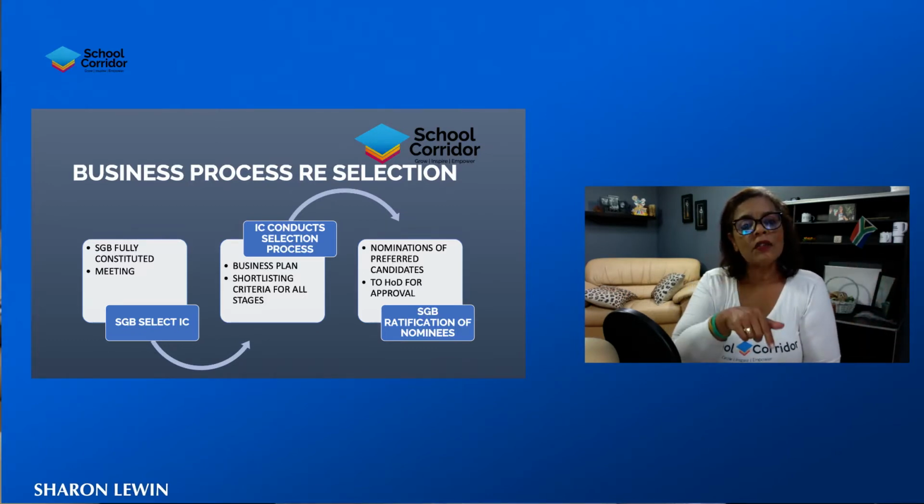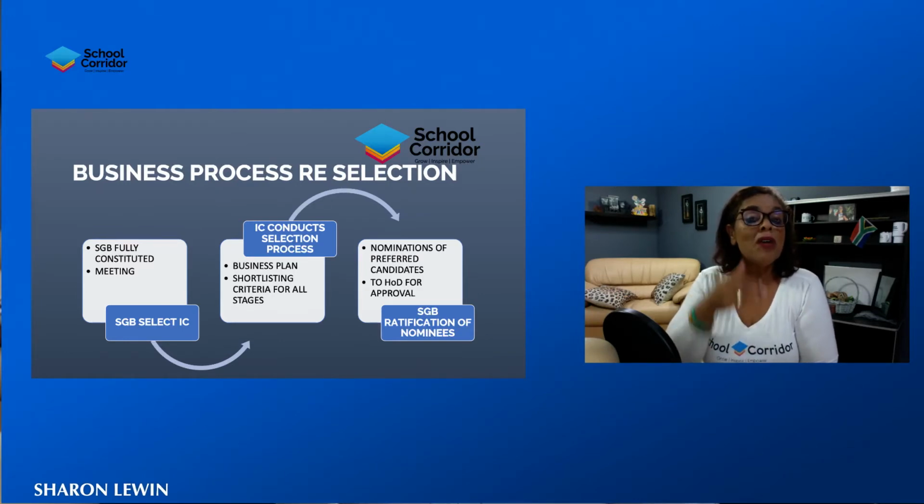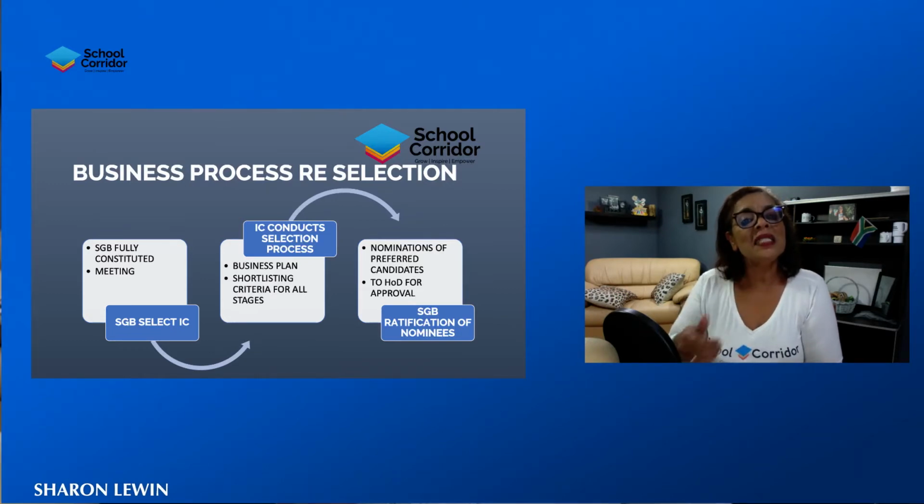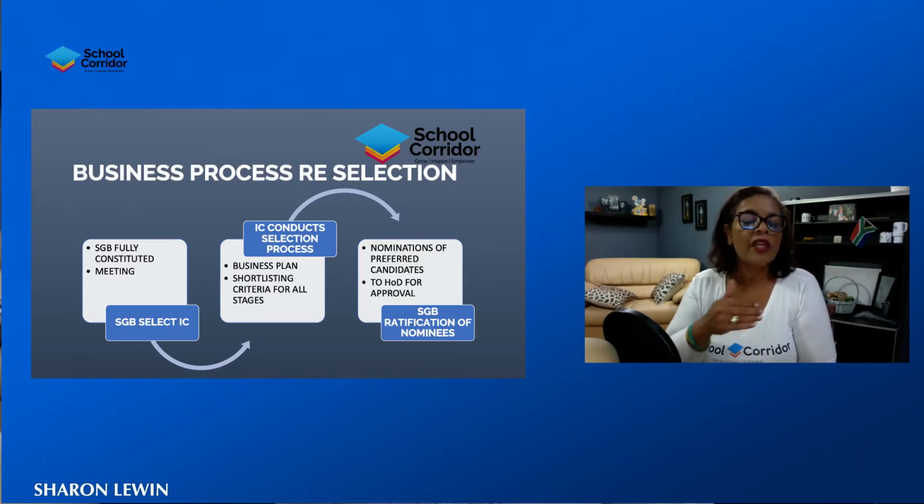At the high school, remember our RCL members are also part of the SGB, so do not exclude them. They must come to the meeting, and in most cases your RCL members will step out because they will decline to be part of that process, and then that must be minuted. But you can't assume that the learners are just not part of the process. They are part of the RCL.